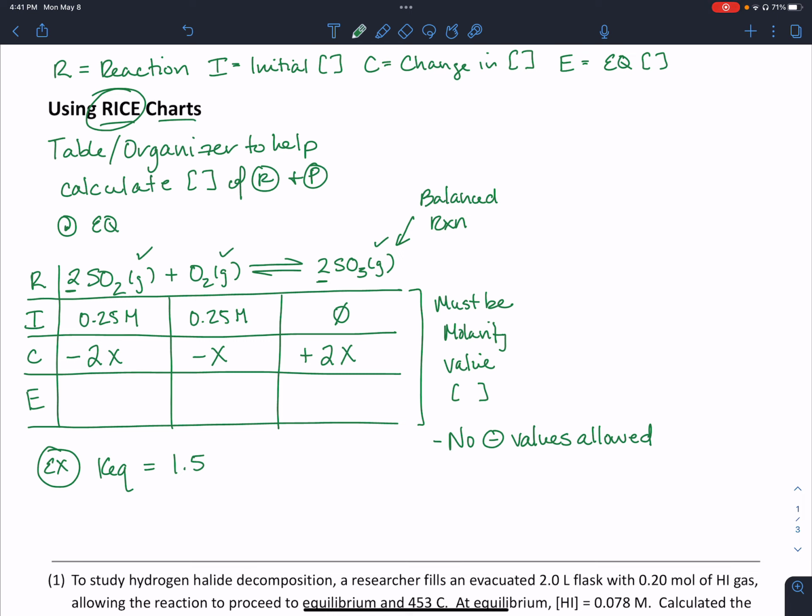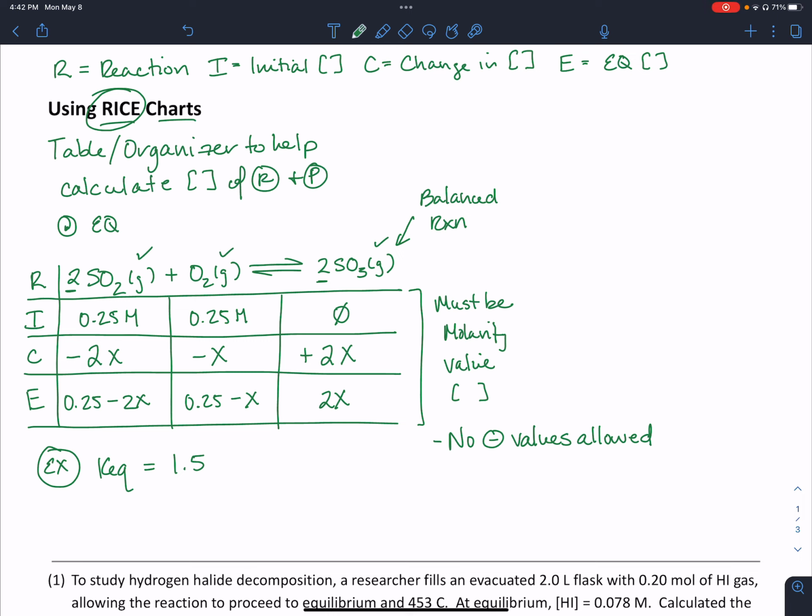Then we just take our I row and our C row and we add them together. So we end up with 0.25 minus 2x, 0.25 minus x, and then just 2x. And then those values will go into our KEQ expression, and we solve for x. Now, I'm not going to do this exact one because I have a couple examples to work through, but that's basically how it works.